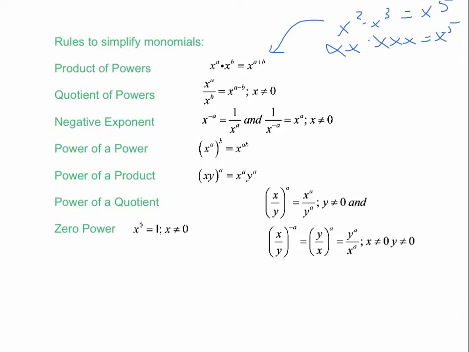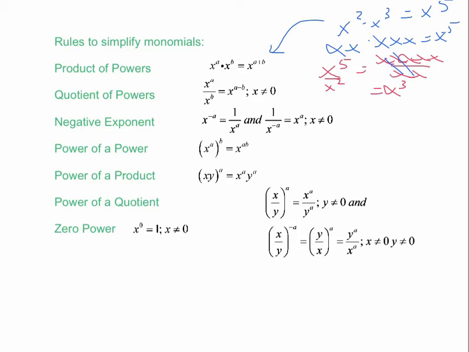Same thing with the quotient of powers. I would really want to write out x to the 5th. Actually, let me do that in red. I'd really want to write out x to the 5th divided by, say, x squared equals x's over x's, and then I can cancel out 2 of them and then say, oh, what I have left is x to the 3rd.